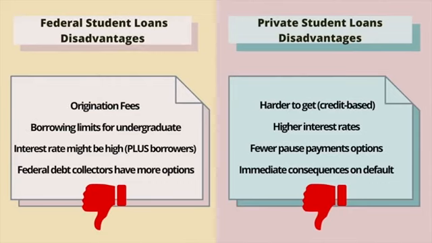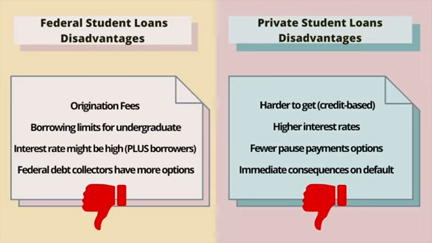For federal student loans, there's origination fees for any types of loans you decide to take. Another disadvantage is that there are borrowing limits for undergrad students. Also, for plus loan borrowers, federal loans might not be the best choice because interest rate might be high for them in comparison to private student loans. Very importantly, federal debt collectors have more options if the borrowers fail to pay back.